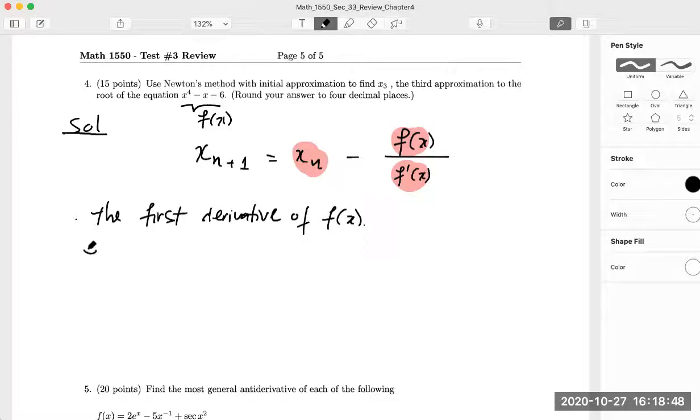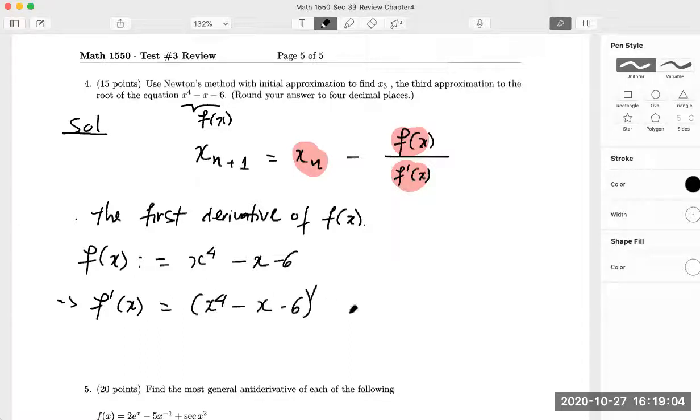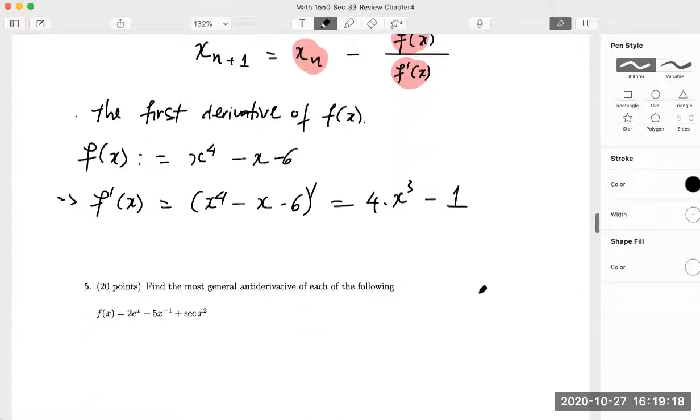And from this formula, let us define f of x as x to the fourth minus x minus 6. Then f prime of x will be the derivative of these, which will be the derivative of the first term, 4x cubed. The derivative of -x gives us -1. The derivative of -6 will disappear.